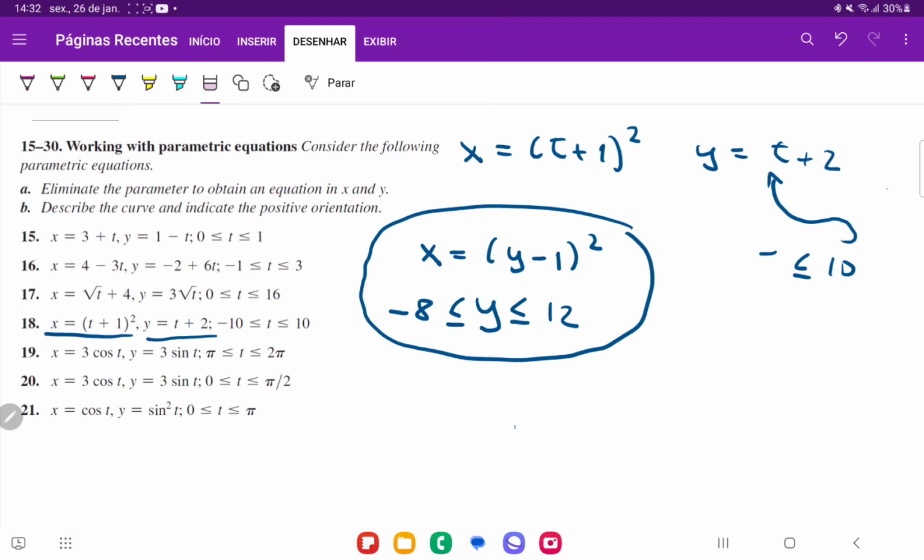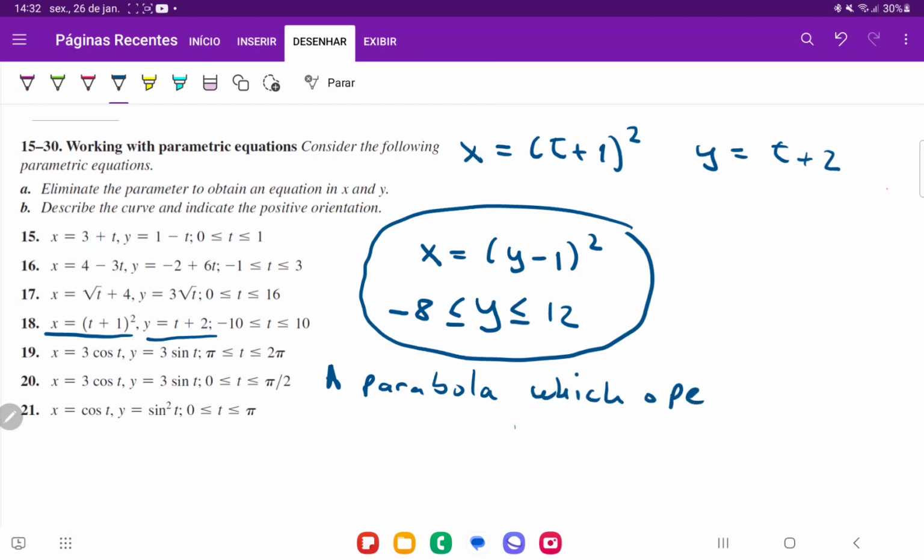What we have to do now is describe the curve. So x is equal to y minus 1 squared. If you plug that into a graphing calculator, you're going to see that this is a parabola that opens up to the right. It actually is a parabola that's been shifted up. It kind of goes like this. So we're going to say it is a parabola which opens to the right.